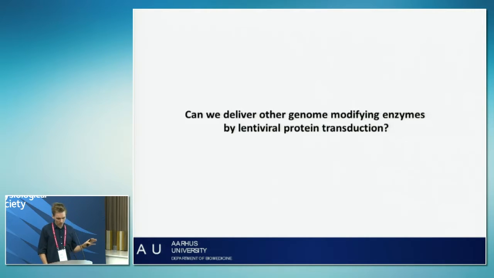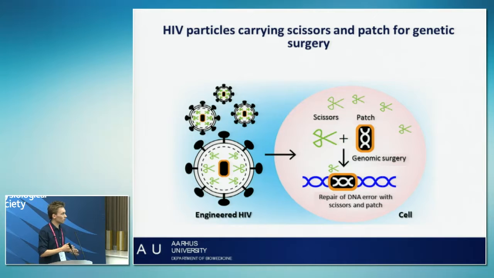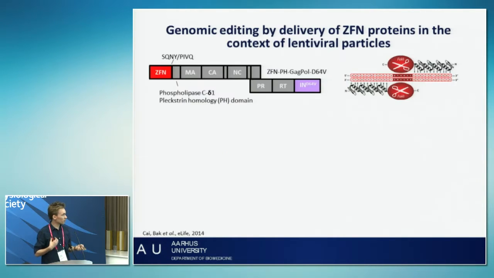So now we're going to shift gears a little bit. We of course also want to deliver other genome-modifying enzymes using this technique. And we just demonstrated that we are able to deliver both the protein and the donor needed for all-in-one delivery. So we of course hope to be able to deliver the scissors and the patch in all-in-one particles to do genomic surgery. We started this by looking at zinc finger proteins.